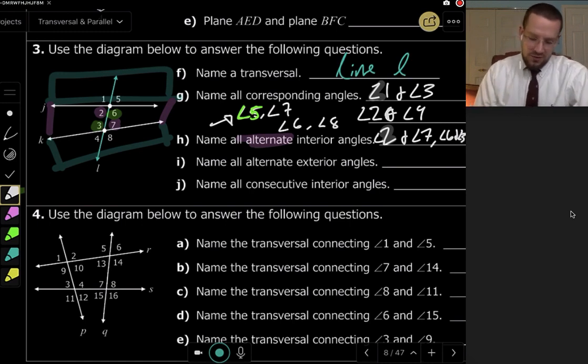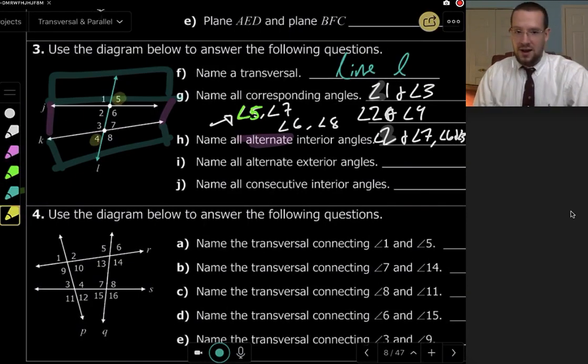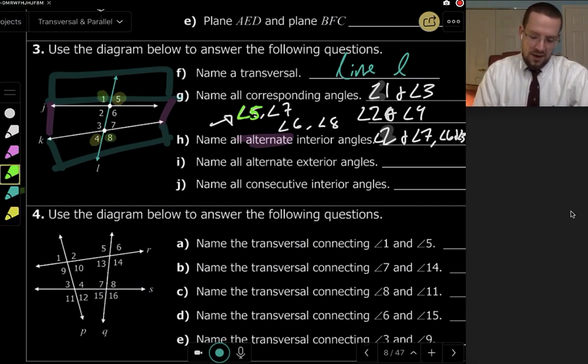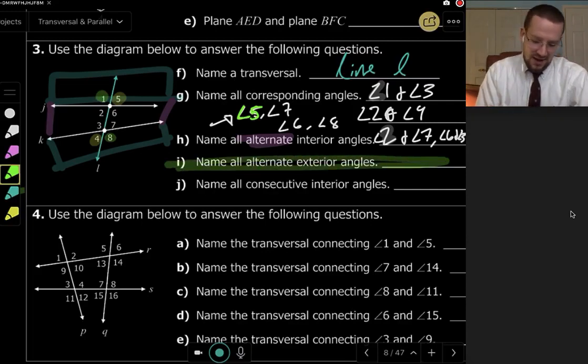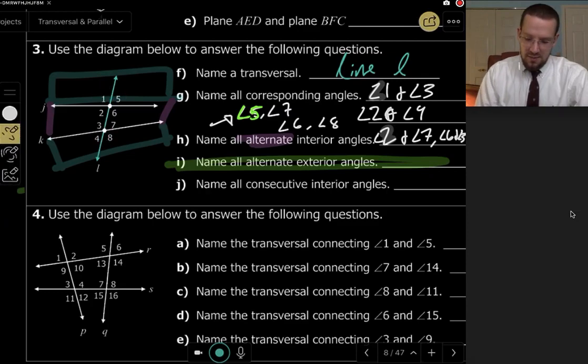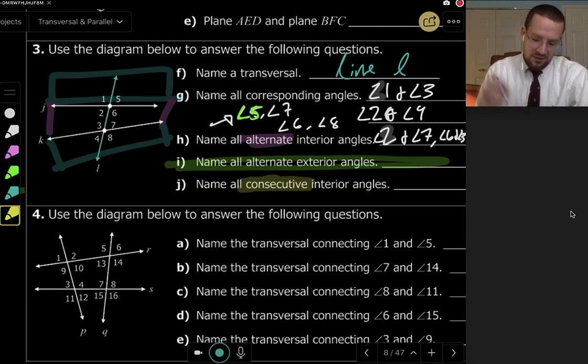Name all the alternating exterior angles. So now we're looking at the exterior region, the region on the outside, and which ones are alternating? Well, 5 and 4 are alternating, and they're in that bread region of the sandwich, on the outside, and also 1 and 8 are alternating, so those are our answers for this one. And finally, consecutive. Consecutive means right in a row. If you went to school 5 consecutive days, you went to school all 5 days right in a row, Monday through Friday. So consecutive are things that happen right in a row.